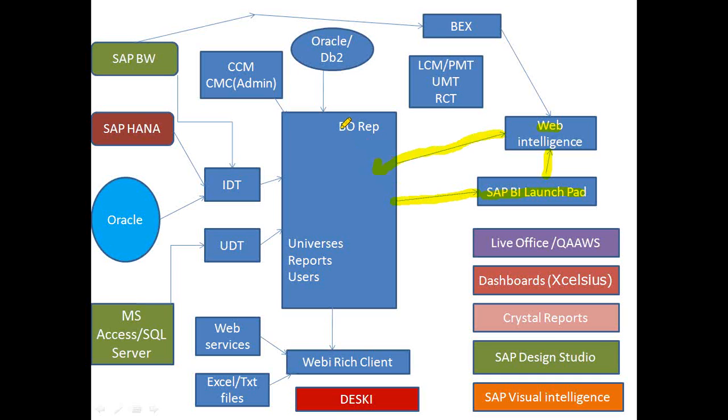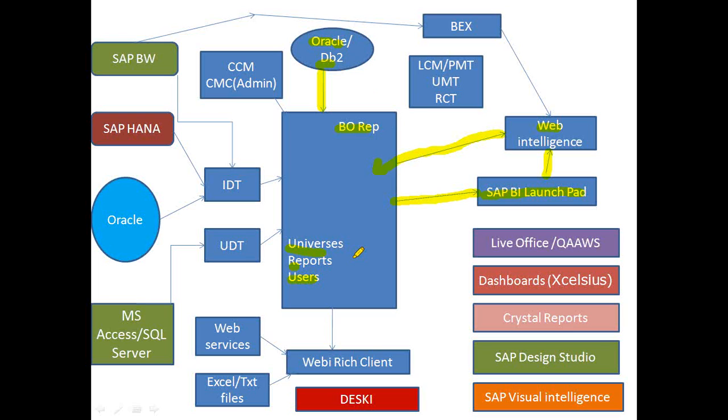So what is a BO repository? The BO repository is a Business Objects centralized system which contains all the data relevant to the universes, reports, and users. The BO repository contains all the metadata, which is stored in one of the databases. You can use DB2, Oracle, or the HANA system.